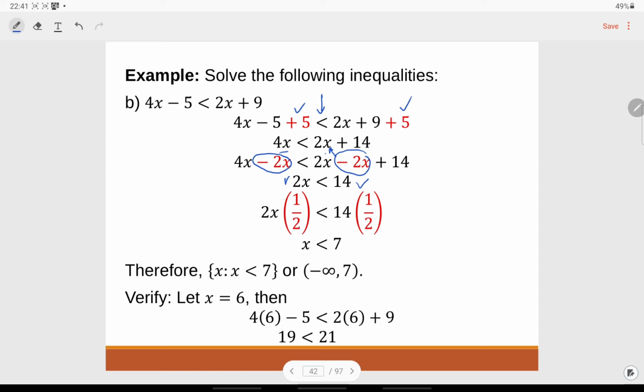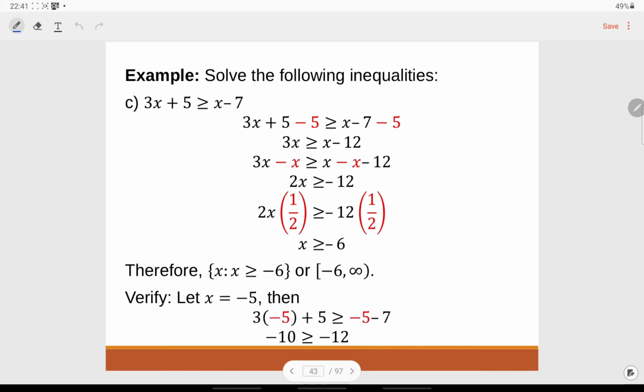Okay, now it becomes easier for us to solve for x. We simply multiply with half at both sides, and because half is greater than 0, the sign also remains the same. So we have x is less than 7 as the answer. So again, we can verify it. We can take one value less than 7, for example 6. We insert it into the inequality to see whether the inequality is true or false. After we insert x equal to 6 into the inequality, it remains true. Okay, so it's verified.